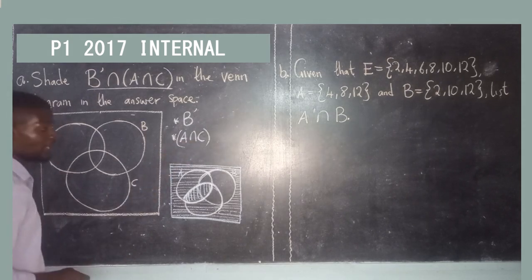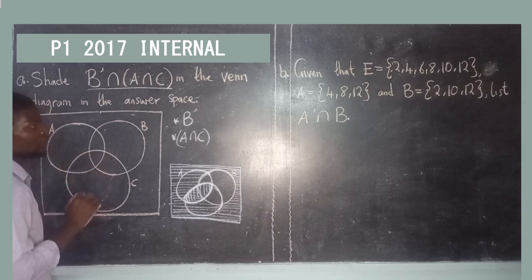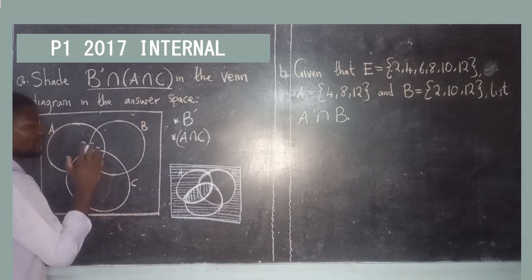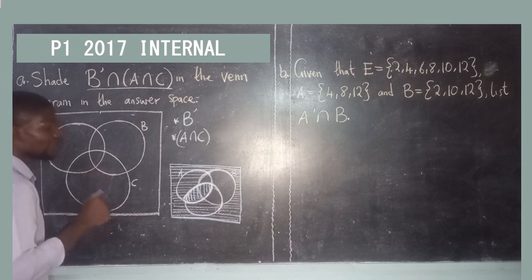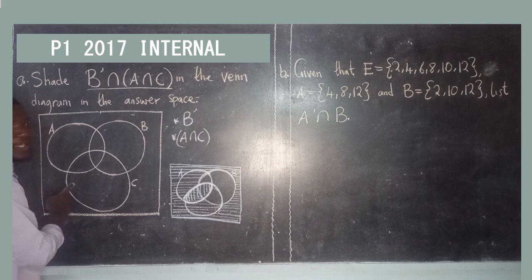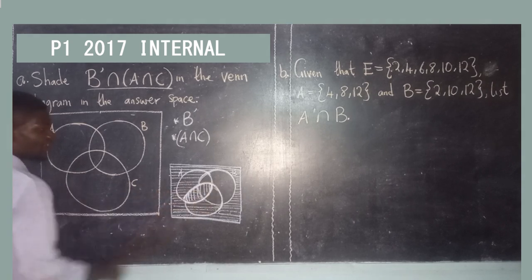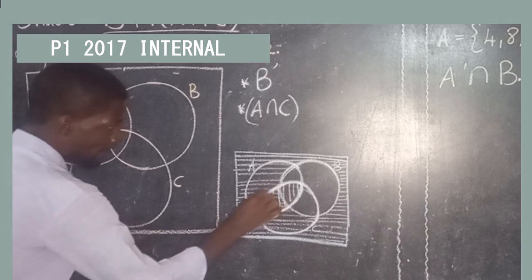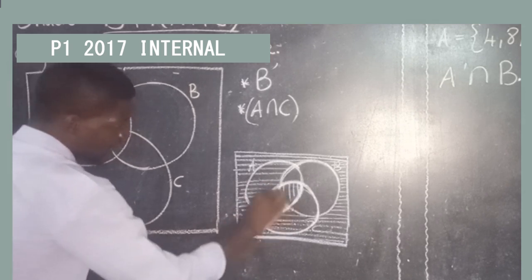Earlier on, when we began, I mentioned that when we shade B complement and we shade A intersection C, the region where the shading for B complement is overlapping with the shading for A intersection C is our region which we should shade on our Venn diagram in the answer space. And there is only one region within this small Venn diagram that we've come up with where these lines are overlapping. That area is right here. Just here. So there is only this small area where the lines are overlapping.